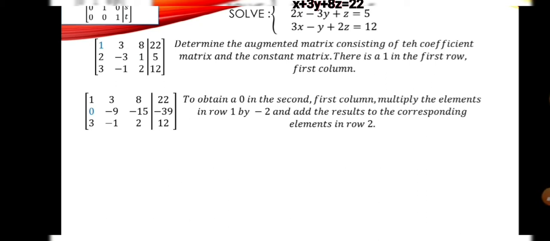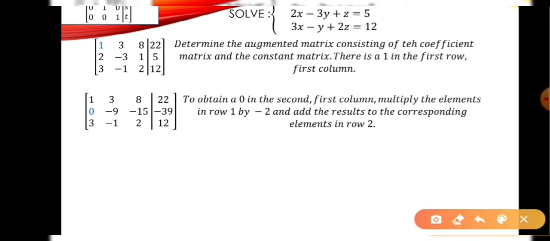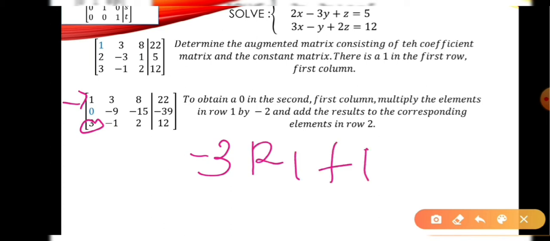Next is, since we already have 1, 0, make this third element in a row, third row, make it 0. So this time, we have to multiply your first row by negative 3 plus row 3. Negative 3 times 1 is negative 3 plus 3 is 0.